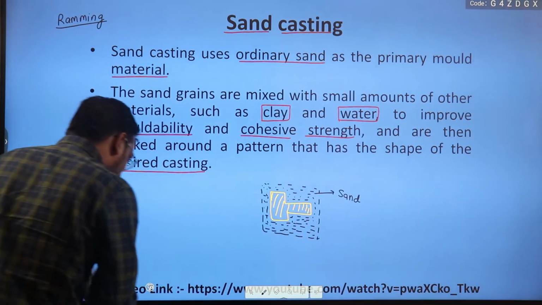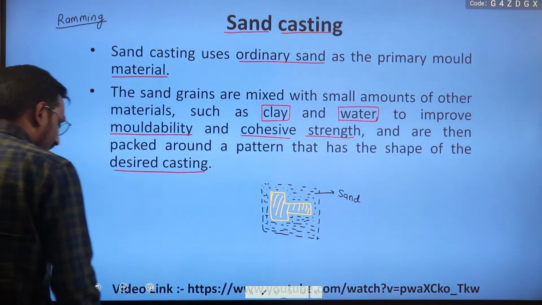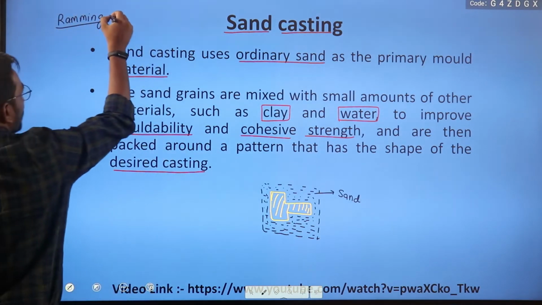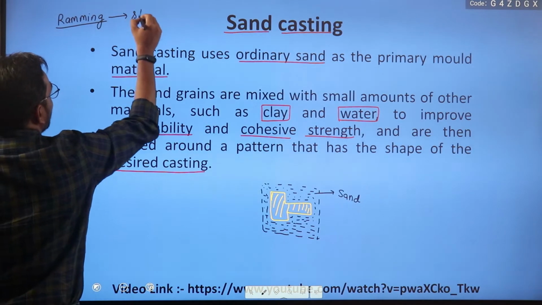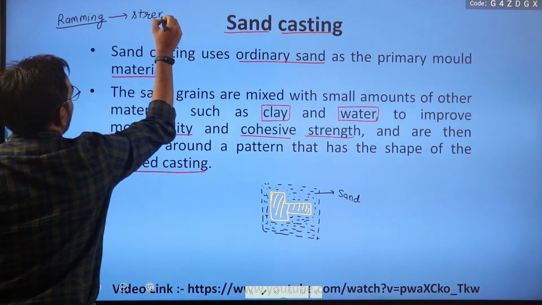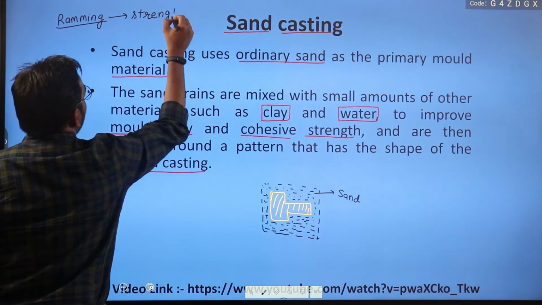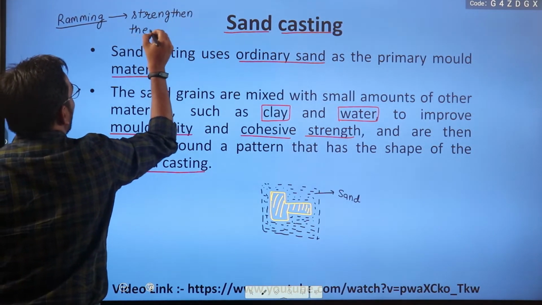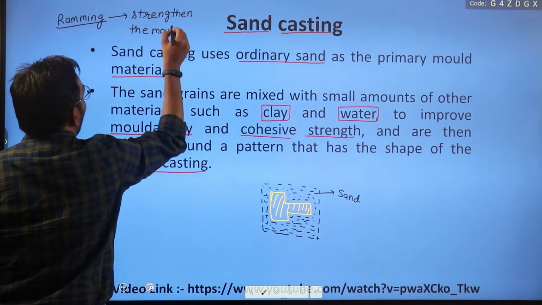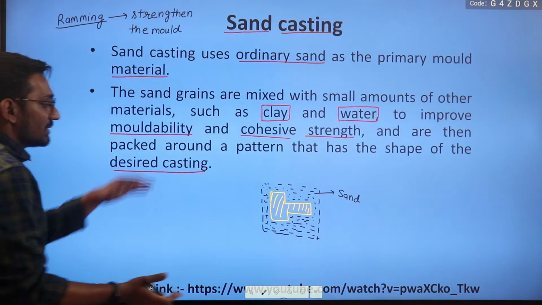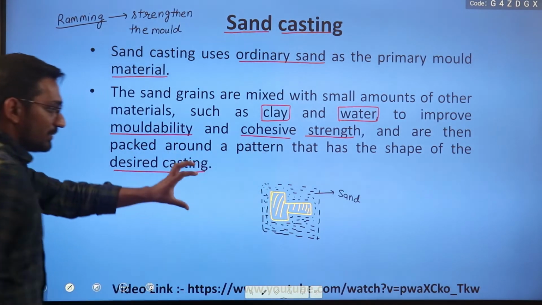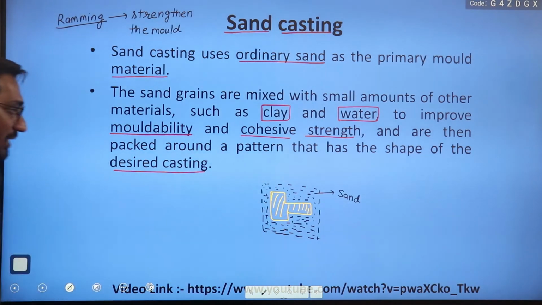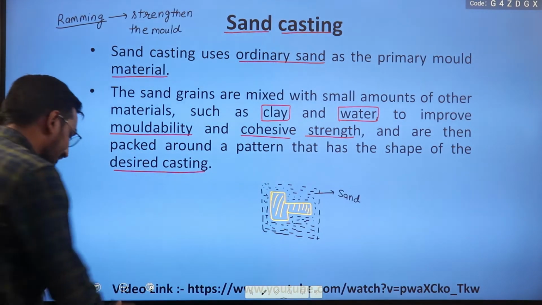So I will use this ramming, right? Ramming is a process which will be used to strengthen the mold. It will strengthen this mold and make it a compact structure, just to stick with the shape of the object, of the pattern, you can say.